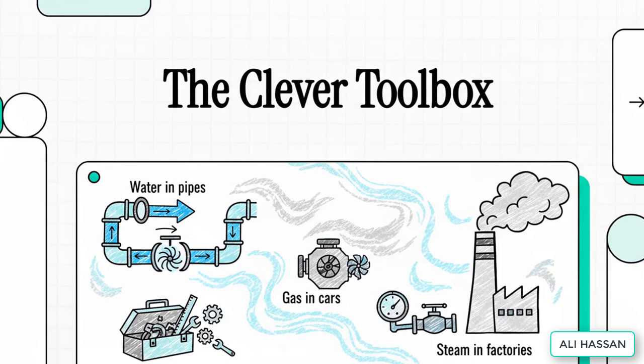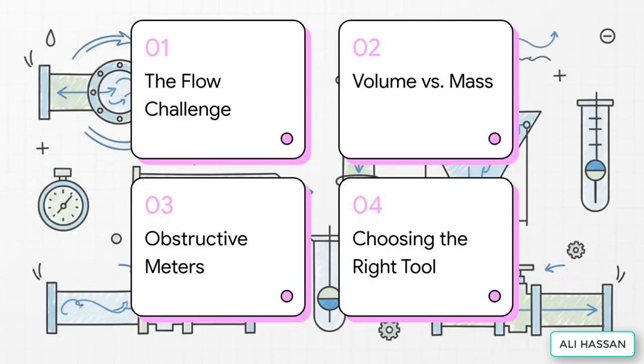We're surrounded by things in constant motion. Water flowing through our pipes, fuel into our cars, steam powering factories. But have you ever stopped to think about how we actually measure all that movement? Well, today, we're going to open up the engineer's toolbox and take a peek at the clever devices that measure these invisible rivers.